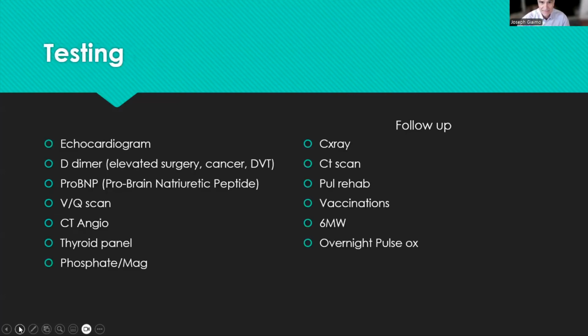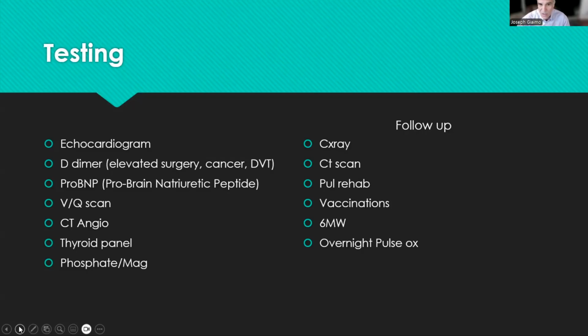Next slide, please. So what are the testing we can do? Certainly, echocardiograms are great. With an echo, you can look at that. It's not only going to tell us whether or not they have any valvular dysfunction or signs of cardiomyopathy or those things, but also we're going to look for pulmonary hypertension. And that'll be the right ventricle will be elevated, and we'll see those pressures elevated.